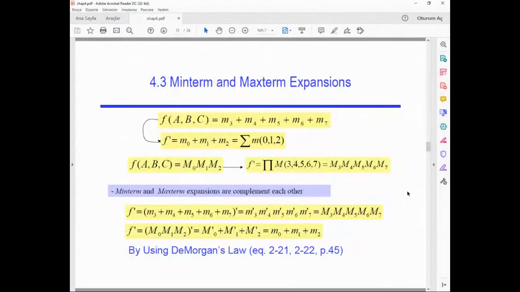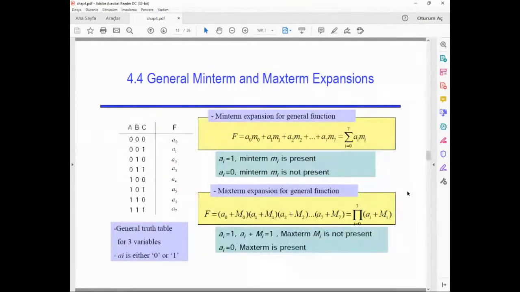It's not complex. Don't think complex. It's a very easy rule. You will see that.